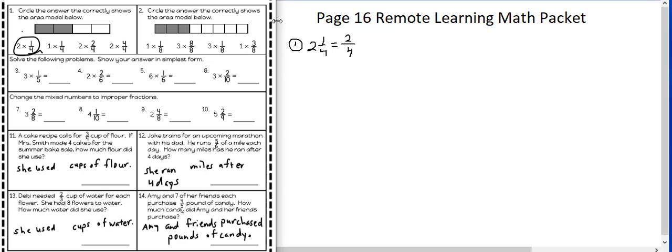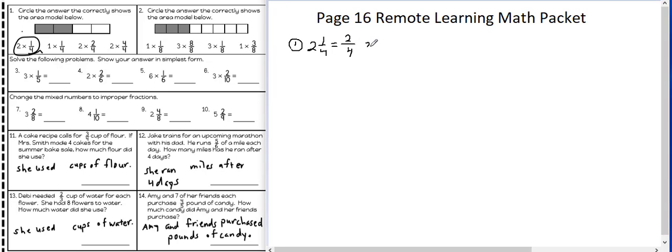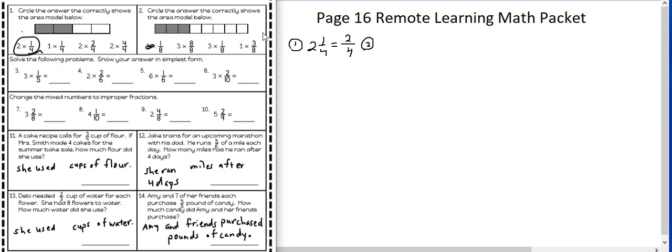Number 2, circle the answer that correctly shows the area model below. All right, so let's work them out here. 1 times 1/8. Well, we know anything times 1 is just going to be 1/8. So I'm just going to cross that out. Is it 1/8? No, that's not right. 8 over 8, that equals 1 whole. So 3 times 1 would be 3. And it's 3 shaded in, but it's not 3 whole. So that's not right either.